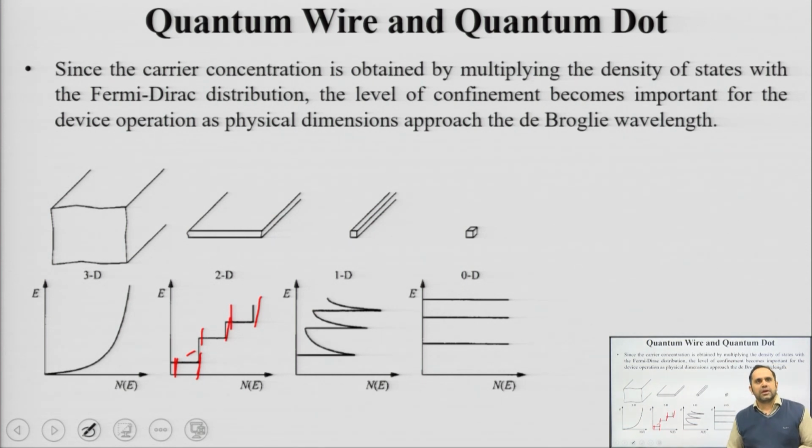Okay. In 1 dimension, you can say that it reduces and then it remains constant, and then it reduces, then remains constant, then reduces. Okay. In 0 dimensions, it is only proportional to that differential energy at the point of analysis. Okay.